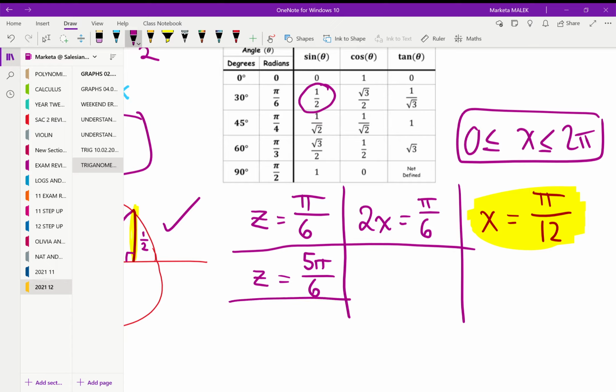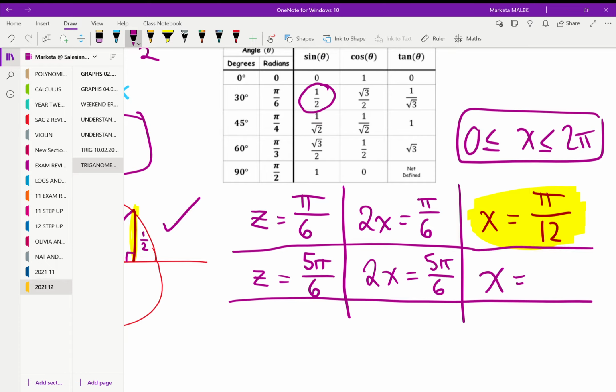Let's go for the next one, 5 pi on 6. That means 2x equals 5 pi on 6. Now I can solve that to get x equals 5 pi on 12.